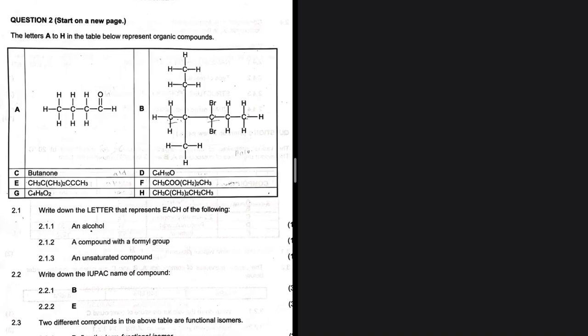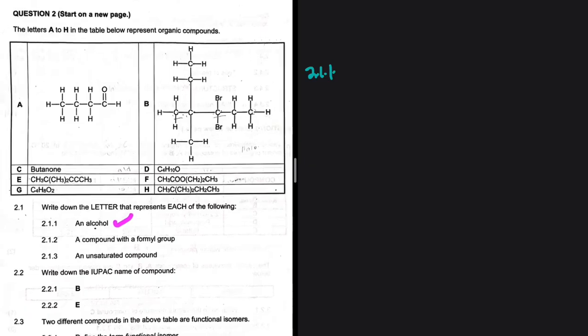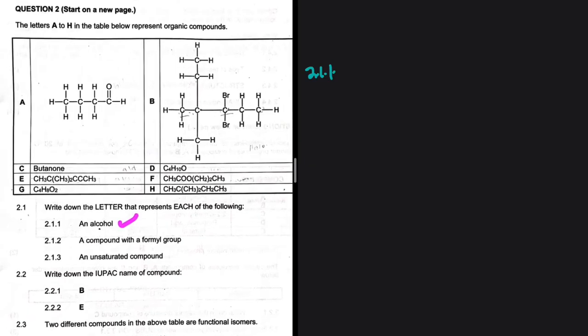Write down the letter that represents each of the following. That is 2.1. And 2.1.1, we are looking for the letter that represents an alcohol. So let's go ahead and take a look at the options that we have. A is clear to see because we have the structures, right? And then C is also clear to see what is happening because we have the actual name. Same is true with D.